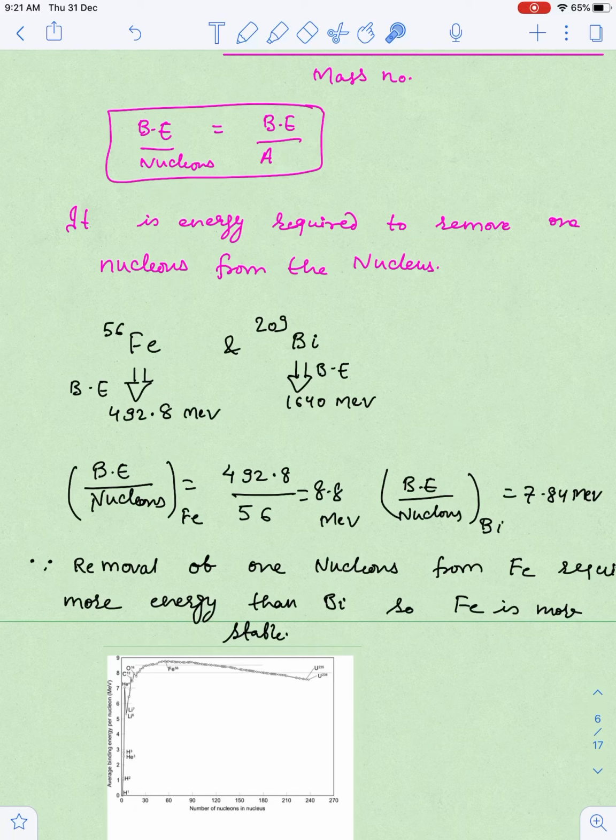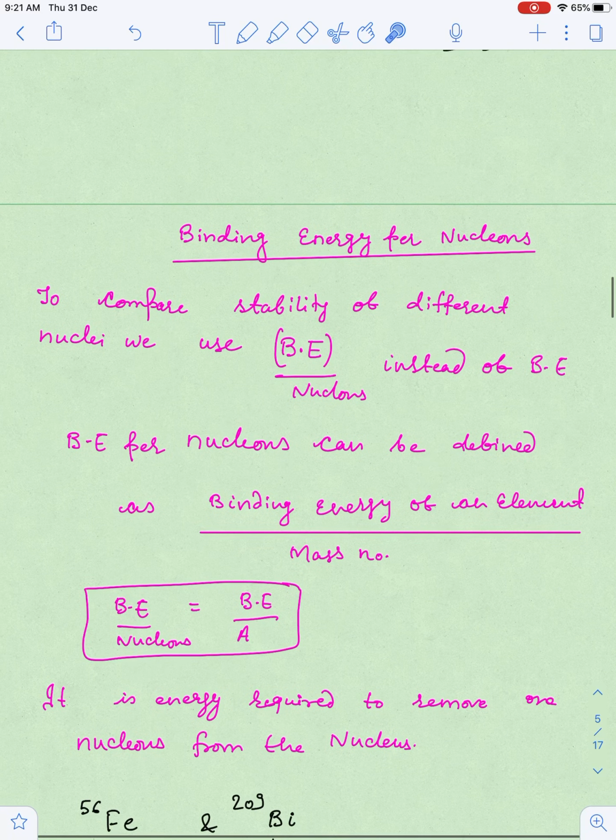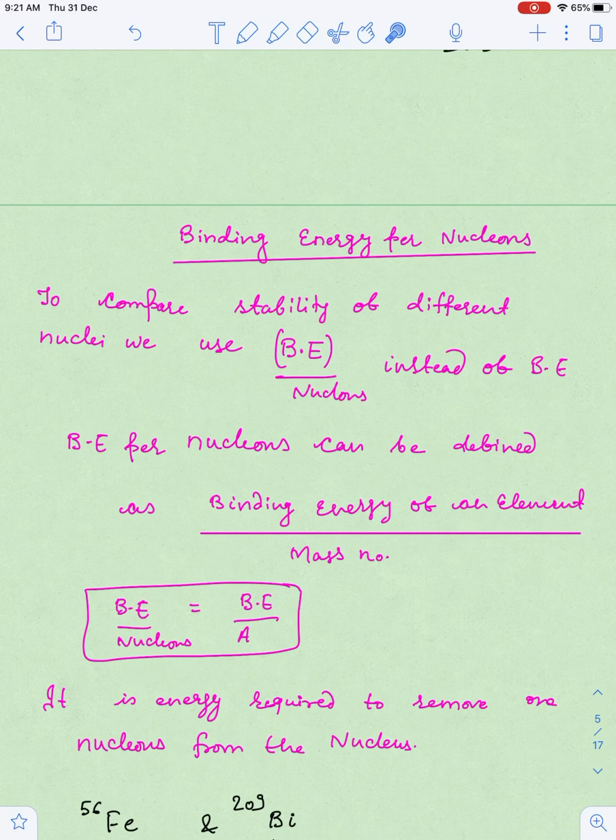This is what should come to your mind first, because you understand only binding energy, but this is a wrong concept. Don't think that if binding energy is more, stability will be more. So what is the parameter which decides the stability? That parameter is binding energy per nucleon. Binding energy per nucleon is always the parameter for deciding stability, not binding energy simply.